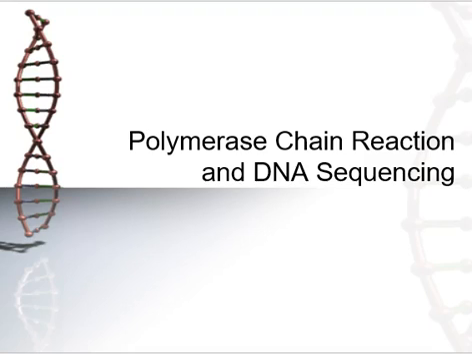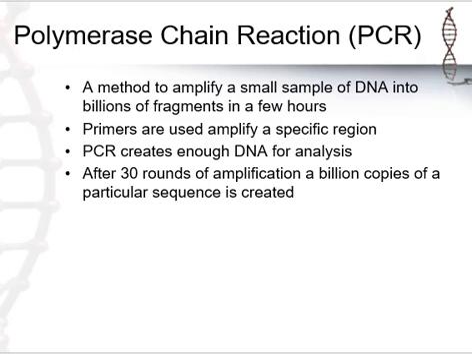Polymerase chain reaction and DNA sequencing, or PCR. The polymerase chain reaction, or PCR, is a method to amplify small samples of DNA into billions of fragments within a few hours. Primers are used to amplify a specific region. PCR creates enough DNA for analysis. After 30 rounds of amplification, a billion copies of a particular sequence are created.